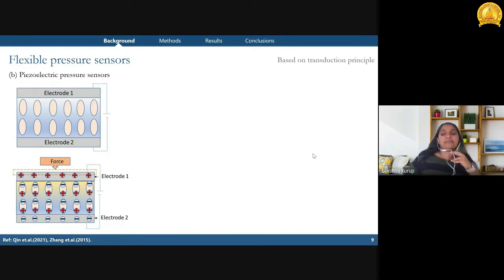You all might have an idea of a piezoelectric pressure sensor, right? I think so. For the fabrication of piezoelectric pressure sensors, usually we use anisotropic materials. You might be thinking, what is an anisotropic material? Since it's something like chemistry, I'll just give an idea of what an anisotropic material is.